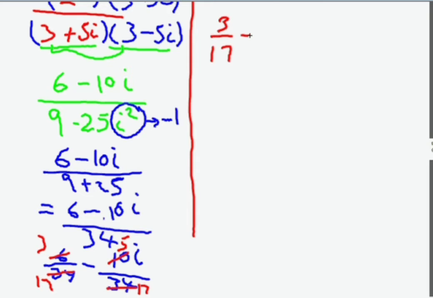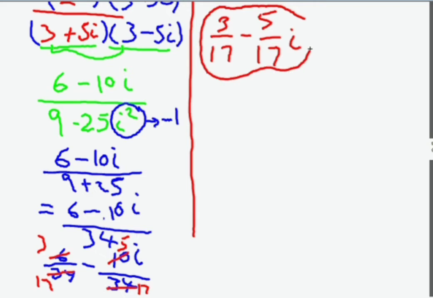So your final answer is going to be 3 over 17 minus 5 over 17i, and this is your final answer, or the simplified answer. As you see, imaginary part and real part, and what we call a complex number. Okay, let's see the other question. It could be like this one, and this also is very easy. Let's see.